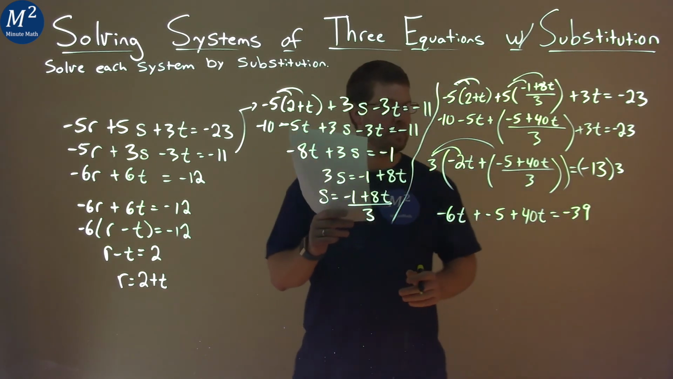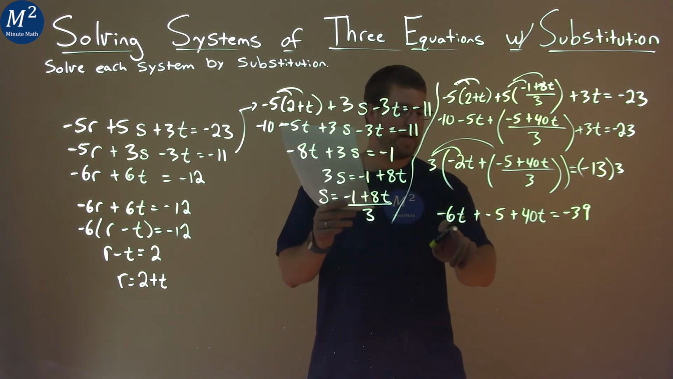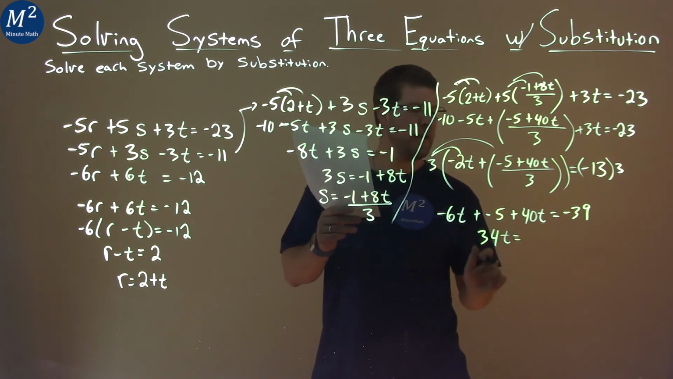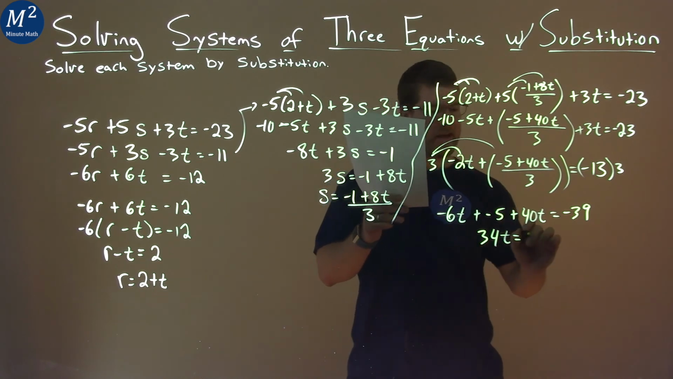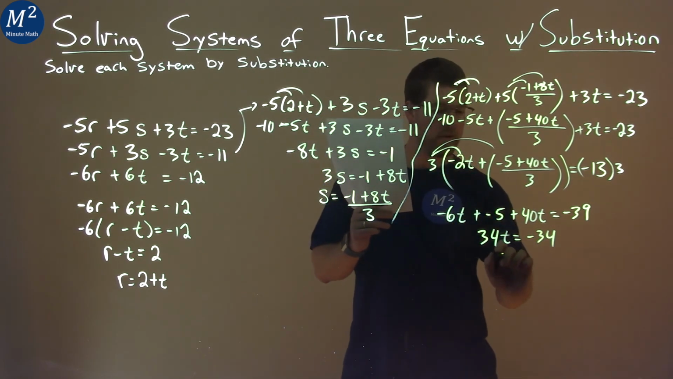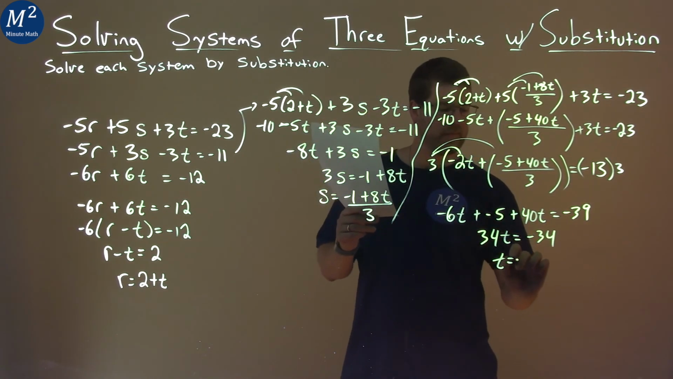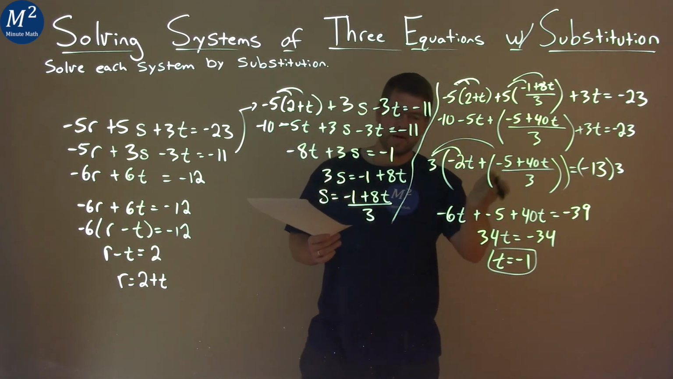From there, we're almost home. We can add the negative 6t and 40t to be a positive 34t. And then add 5 to both sides. So negative 39 plus 5 is negative 34. Oh, isn't that nice? Divide both sides by 34. T is by itself, and negative 34 divided by positive 34 is negative 1. After all that fraction work, we got t equals negative 1.